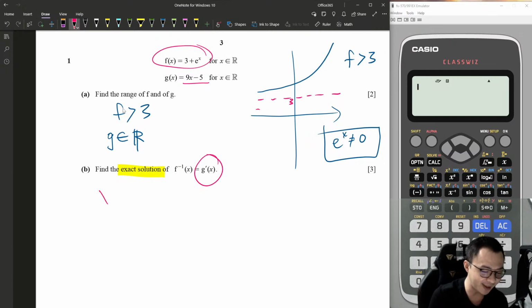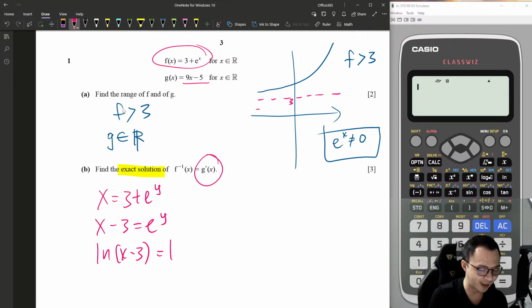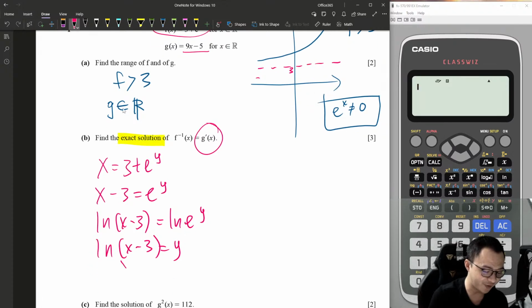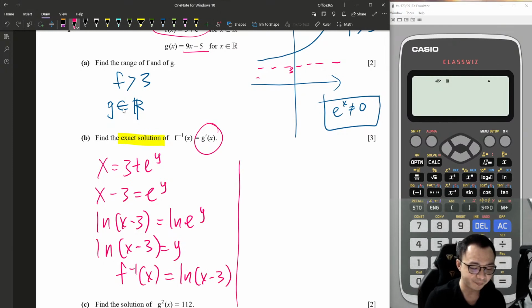So f(x) make it x, and the other side make it y. I want to make y the subject in terms of x. So this is x minus 3 equals e^y. Then I take ln of both sides. So ln of e^y gives y, and y equals ln(x minus 3). y will be my f inverse x, isn't it? So my f inverse x will be ln(x minus 3). Done. This is the inverse function.